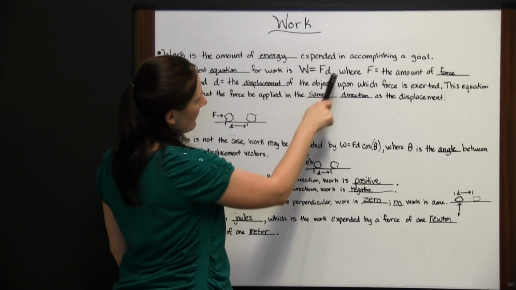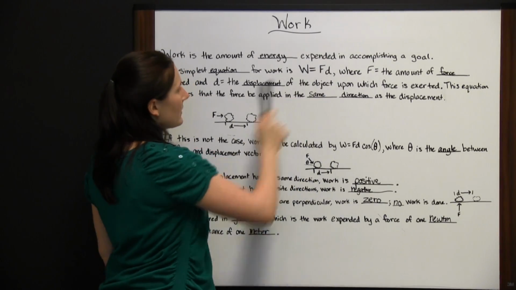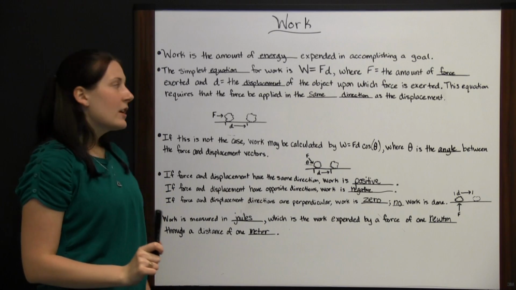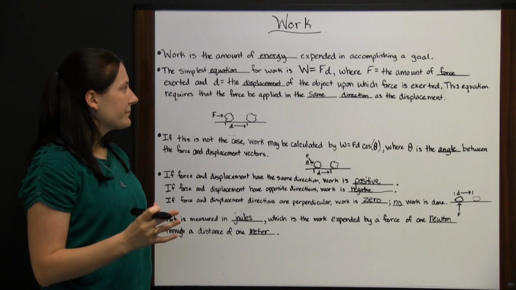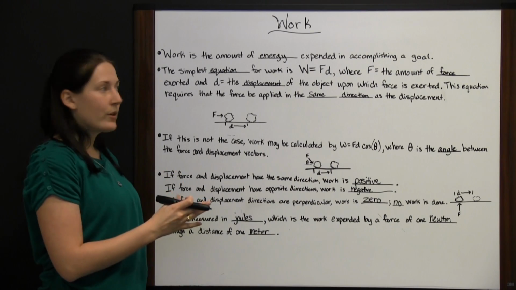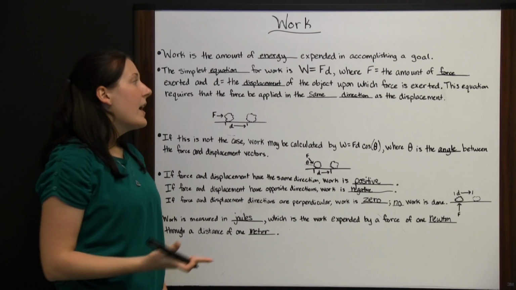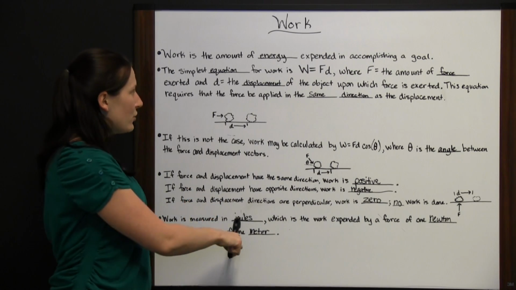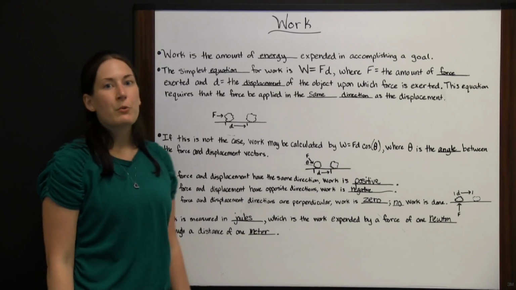So when you're multiplying and using this formula, force is going to be measured in newtons. Your displacement should be measured in meters. So if you need to translate between different units to get your force to newtons and your displacement to meters, then please do so. And then you will get a joule or number of joules as your answer for how much work was expended.